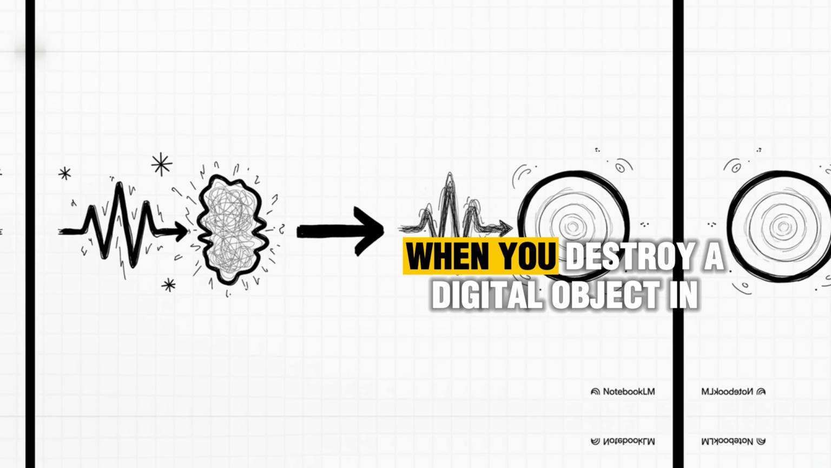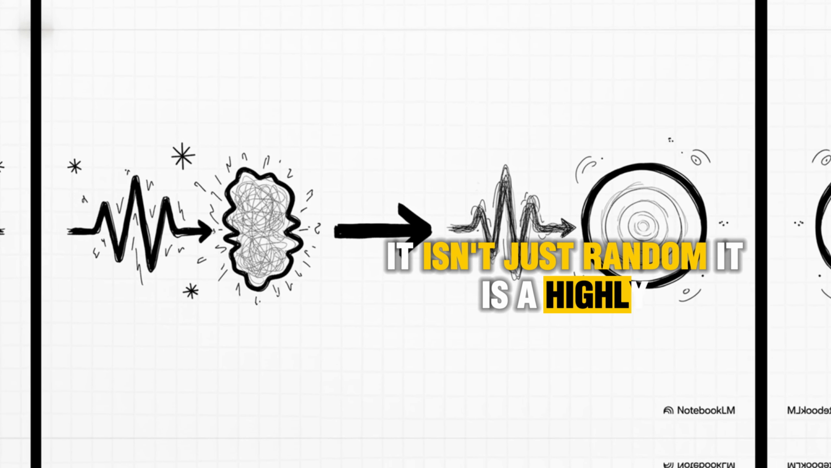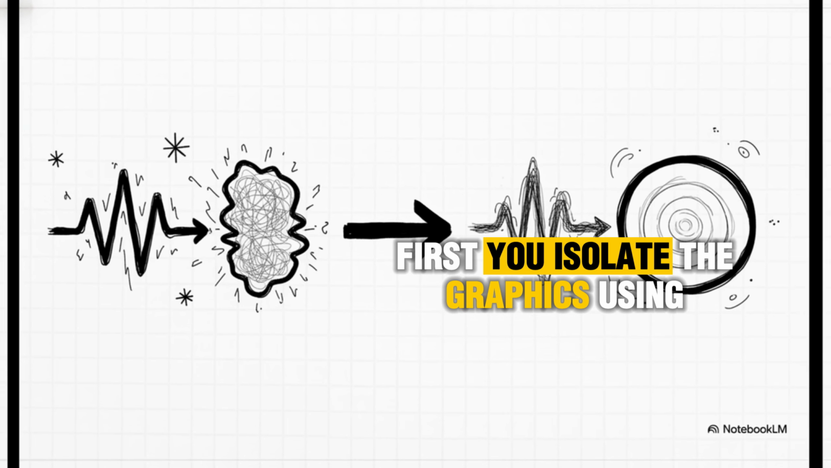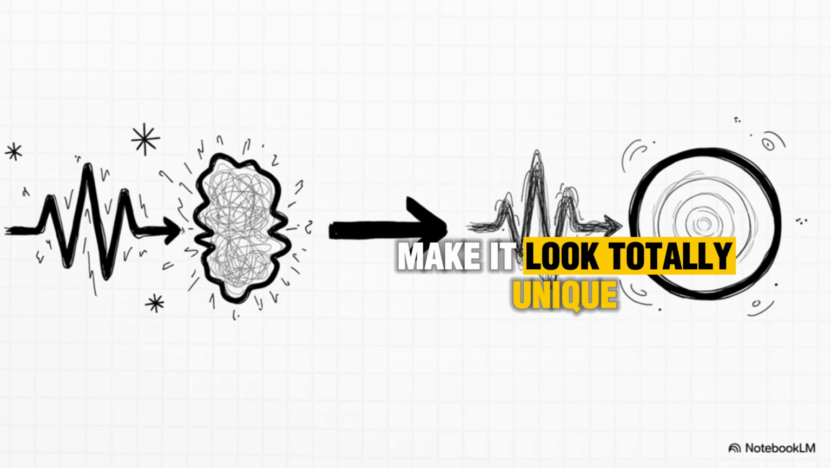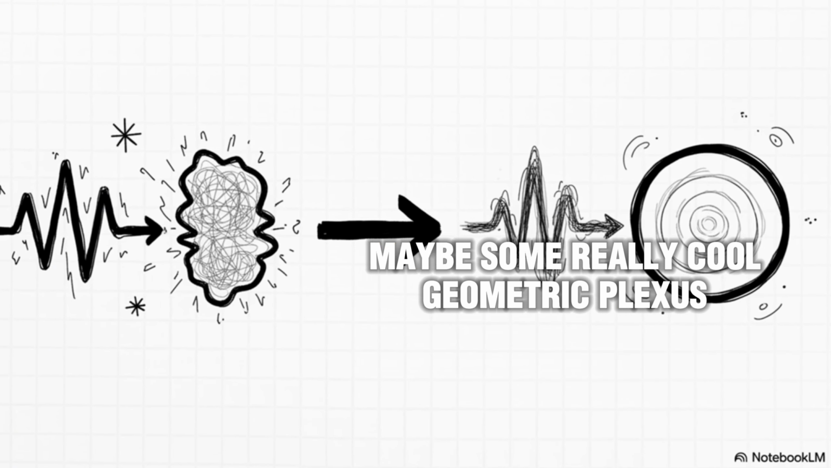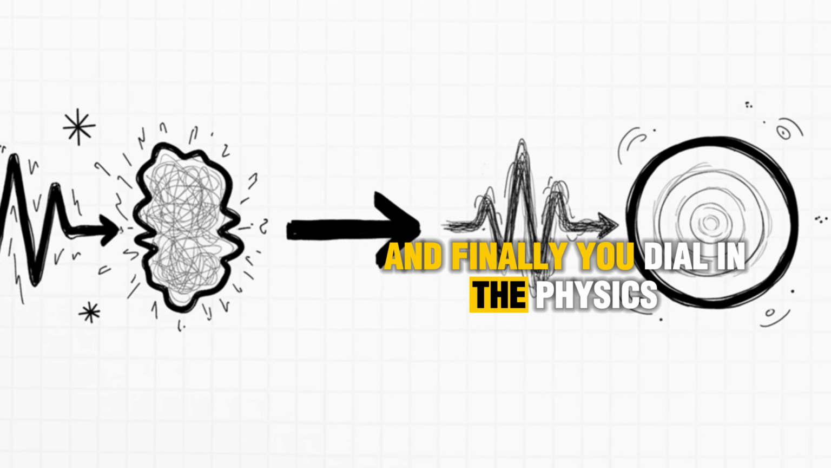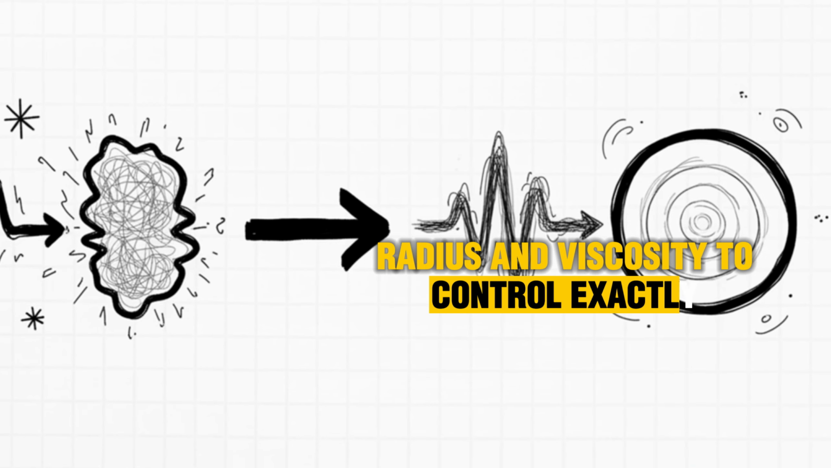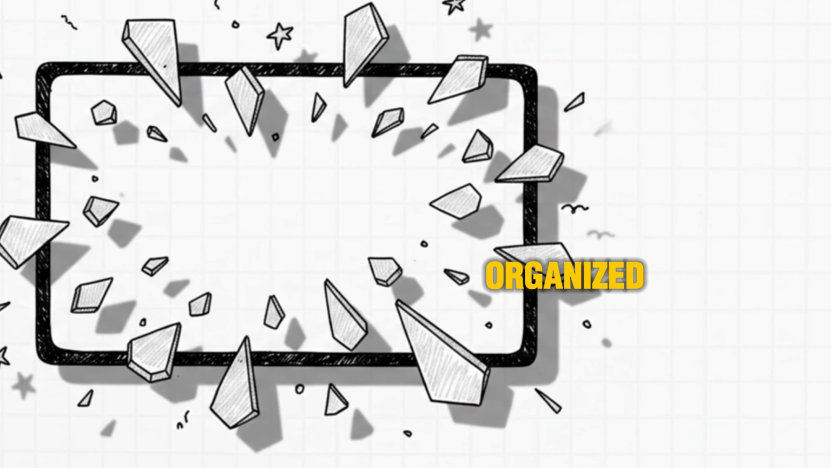When you destroy a digital object in a program like After Effects, it isn't just random. It is a highly controlled 4-step workflow. First, you isolate the graphics using masks. Then you drop on the shatter effect. To make it look totally unique, you map out custom shatter lines, maybe some really cool geometric plexus grids. And finally, you dial in the physics. You're carefully adjusting the depth, radius, and viscosity to control exactly how that debris behaves. It looks like chaos, but it's totally organized.